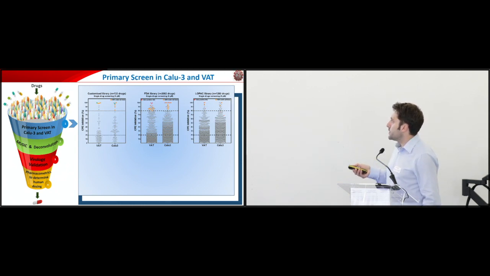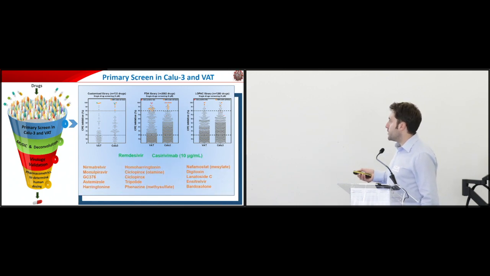This is the percentage of CPE inhibition across the 2 cell lines and the 3 libraries. I'm showing a list of single drugs that we have identified, in orange here, showing at least 80% inhibition across the 2 cell lines for each of the libraries. We used a couple of positive controls here: remdesivir, which is known to have anti-SARS-2 activity, and casirivimab, a neutralizing monoclonal antibody. Both showed a strong CPE inhibition, which was a way to confirm the robustness of the assay.